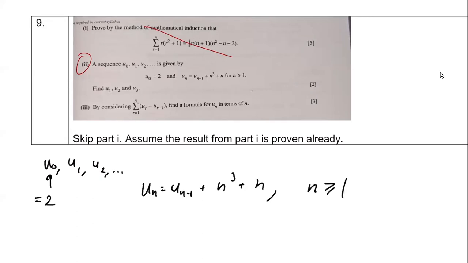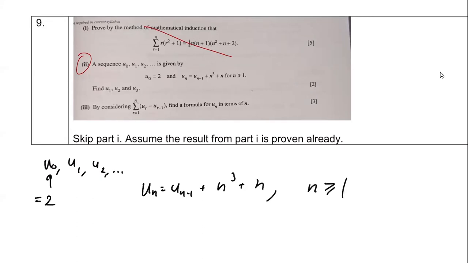Let's take a look. So you have a sequence U0, U1, U2, dot dot dot. It's given by first term U0 equals 2. And then subsequently, Un equals Un minus 1 plus n cubed plus n, where n is more than or equal to 1, so from U1, U2, U3 onwards.